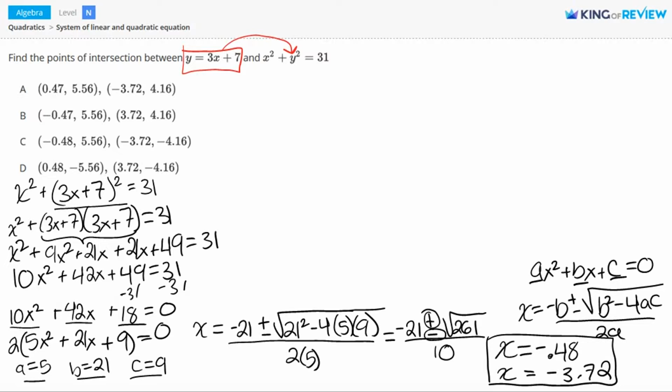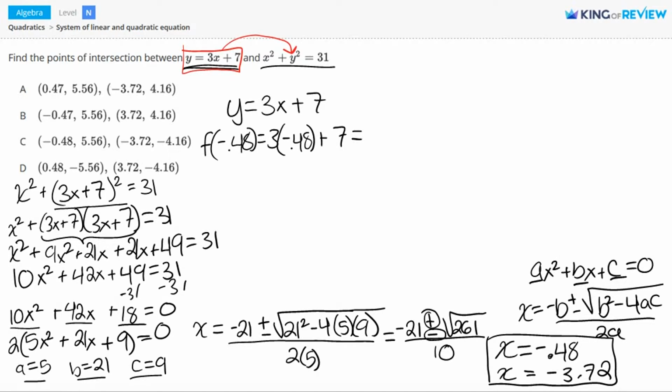Now let's find the y-coordinates of the points of intersection. We can do this by plugging both of these x values into either one of these two equations and solving for y. I'm going to choose this first equation, y equals 3x plus 7. I'll plug in the first x value, negative 0.48. This equals 3 times negative 0.48 plus 7, and this equals 5.56. So we have a point of intersection at (negative 0.48, 5.56). This is our first point of intersection.